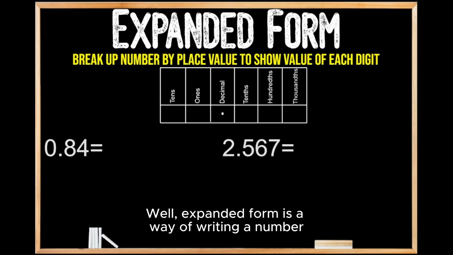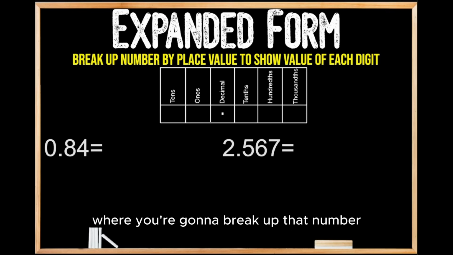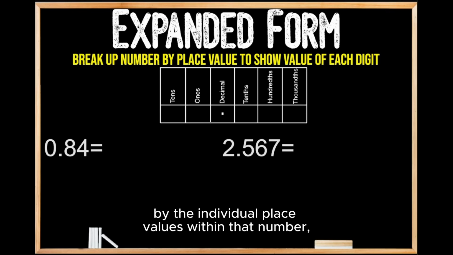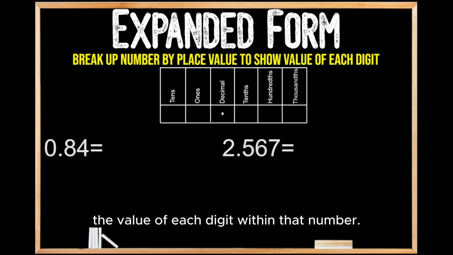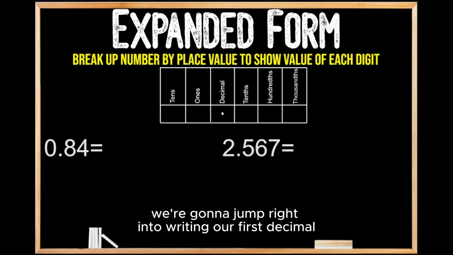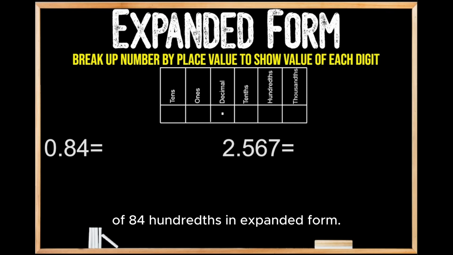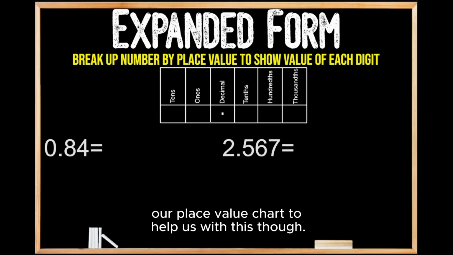Well, expanded form is a way of writing a number where you're going to break up that number by the individual place values within that number so that you can show the value of each digit within that number. To make sense of what I just said, we're going to jump right into writing our first decimal of 84 hundredths in expanded form. We're going to fill out our place value chart to help us with this though.